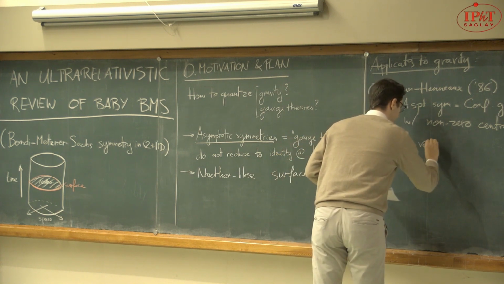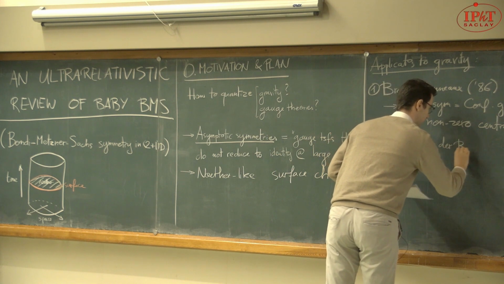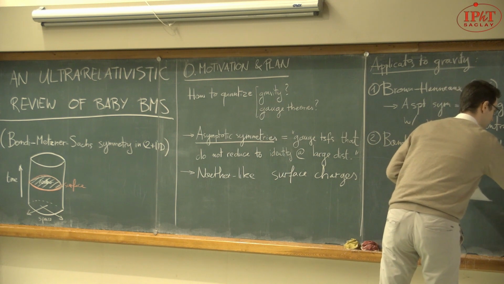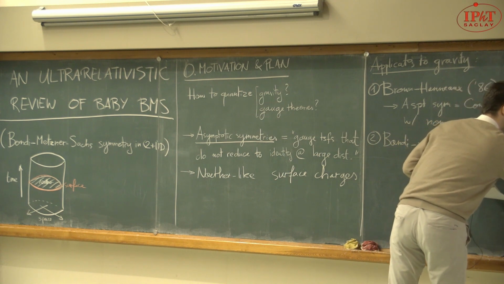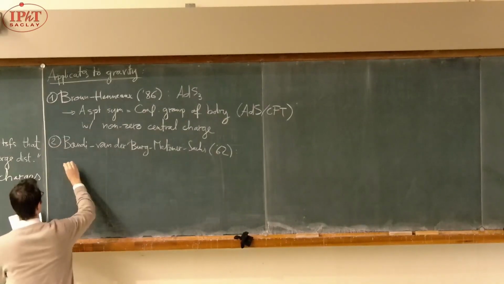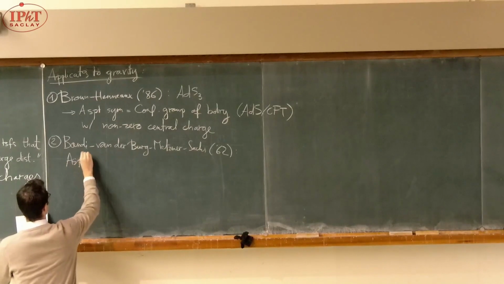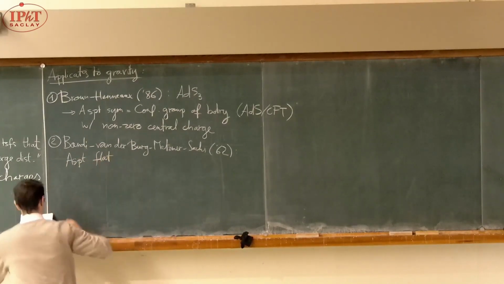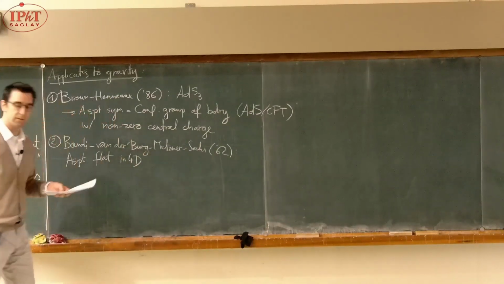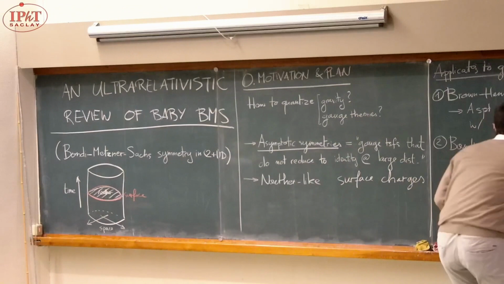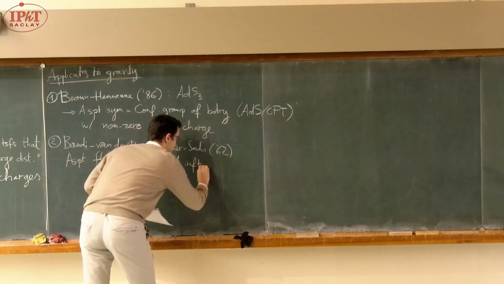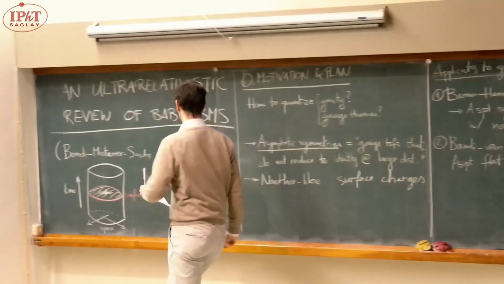So Bondi, van der Burg, Metzner, and Sachs, back in the 60s, studied asymptotically Minkowskian gravity, or asymptotically flat gravity, in 3+1, in 4D. Specifically, they looked at the asymptotic symmetries of this system at future null infinity. So let me make a drawing to explain what I mean by future null infinity for those of you who may not be familiar with the concept.